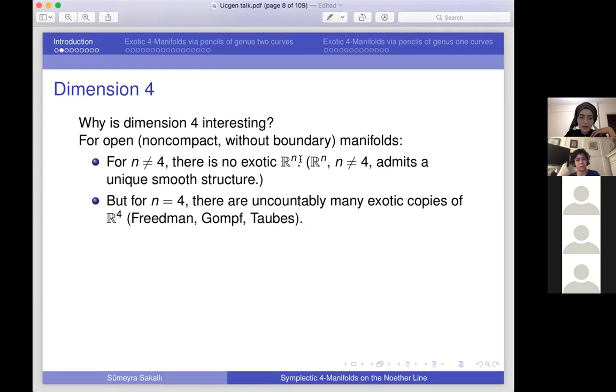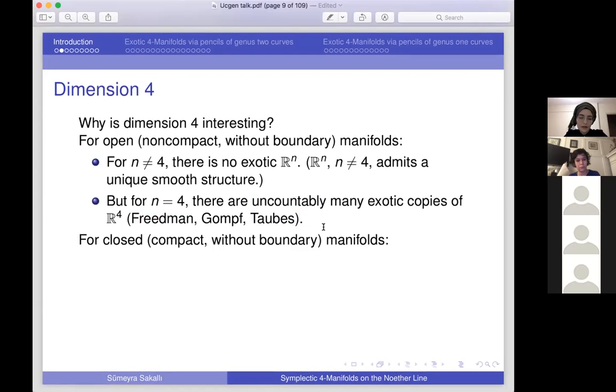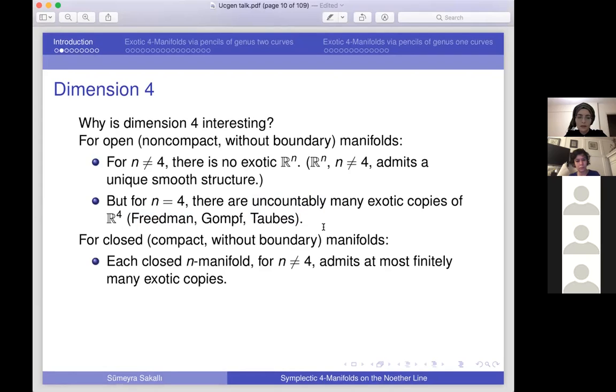However, if the dimension is 4, then there are in fact uncountably many exotic copies of R^4. At first Freedman showed that there is an exotic R^4, then Gompf proved that there are countably many, and lastly Taubes showed that there are uncountably many of them. Now look at closed manifolds, which are compact without boundary. Each closed n-dimensional manifold, if the dimension is different from 4, admits at most finitely many exotic copies.